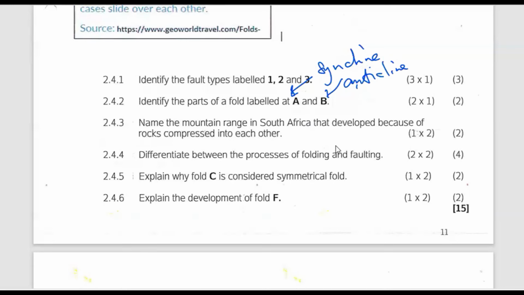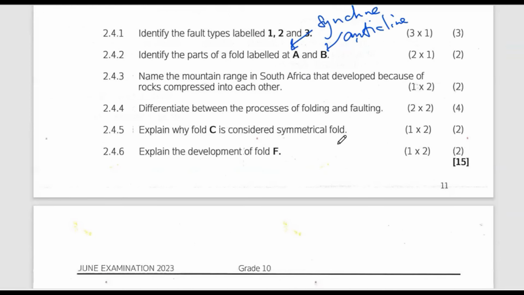Then name the mountain range in South Africa that developed because of rocks compressed towards each other. We have typical folded landscapes in South Africa in the form of the Cape Fold Mountains. That is the typical folded landscape in South Africa, which is evidence of plate tectonics and the effect of folding and faulting happening on the Earth's crust.